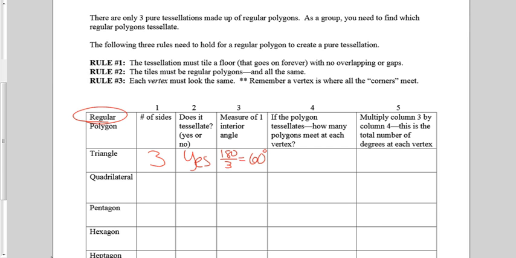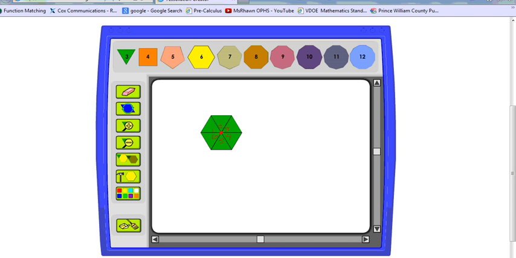So if the polygon tessellates, how many polygons meet at each vertex? We had 6. And then multiply column 3 by column 4. Okay, so that's 6 times 60, and that is 360 degrees. So I got 360 degrees at any vertex. Let me go back to my applet and see if it makes sense. So the question is, all the way around that vertex should be 360 degrees. So that does make sense because around any vertex would be 360, halfway around would be 180.